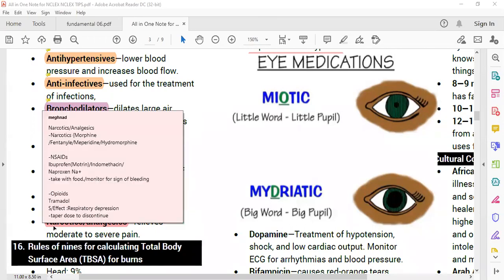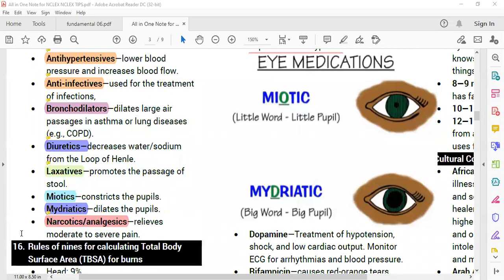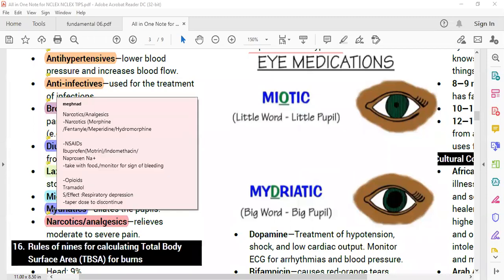Another medication is called narcotics or analgesics. Most commonly we use narcotics to relieve moderate to severe pain. The narcotics most commonly used are morphine, fentanyl, meperidine, or hydromorphone. Meperidine's other name is Demerol.